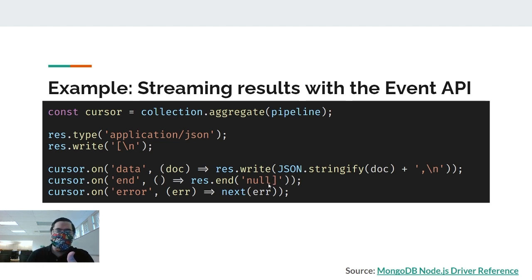Now, why do I need the null here? What's that about? Any ideas? Is that so the client knows you've reached the end of the stream? Not really. The client knows that we've reached the end because we've called end. Here I'm saying res.end instead of res.write.